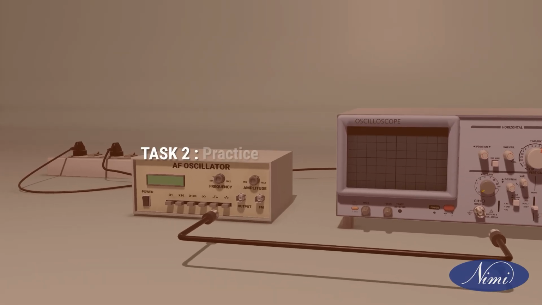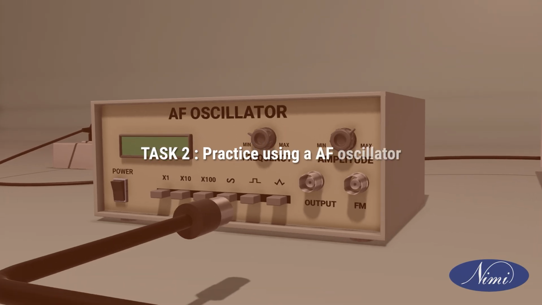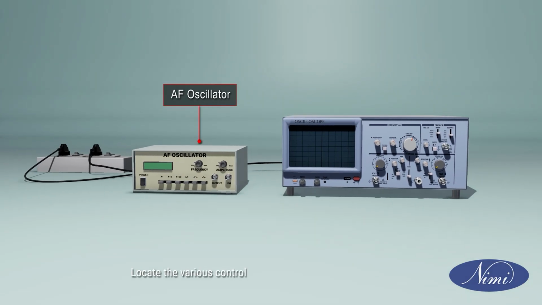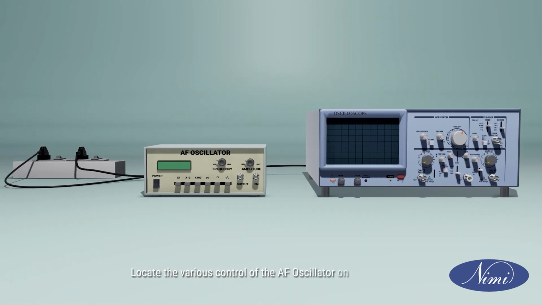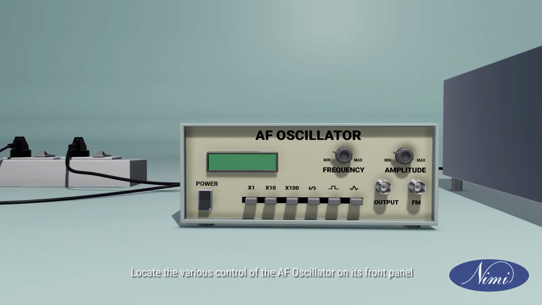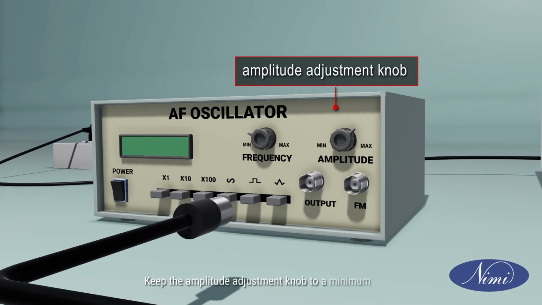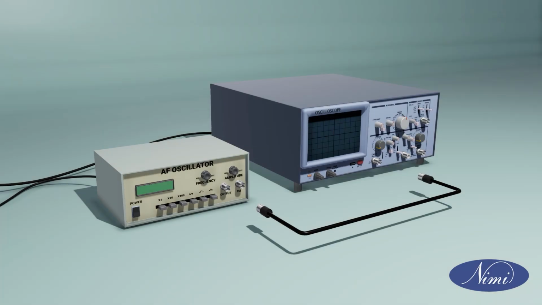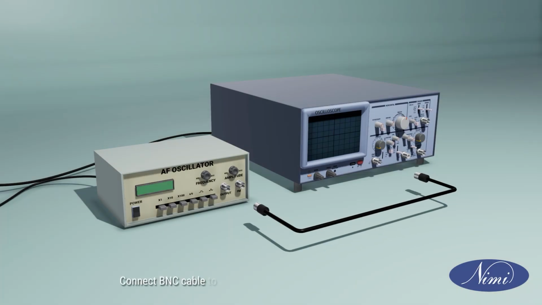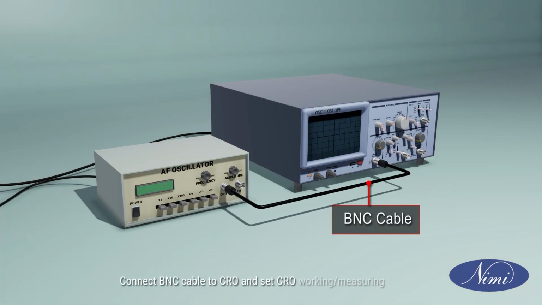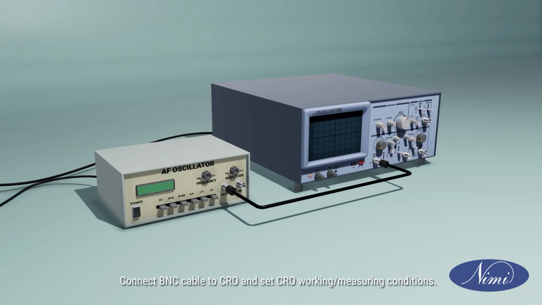Task 2. Practice using an audio frequency oscillator. Locate the various controls of the audio frequency oscillator on its front panel. Keep the amplitude adjustment knob to a minimum position. Connect BNC cable to CRO and set CRO working measuring conditions.